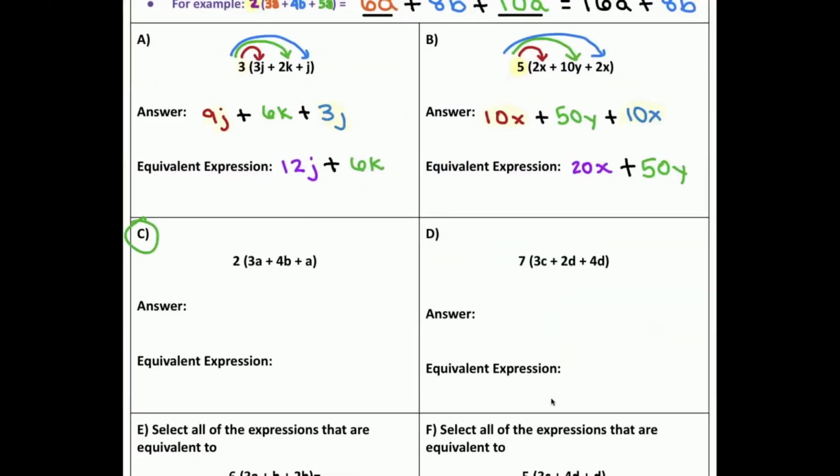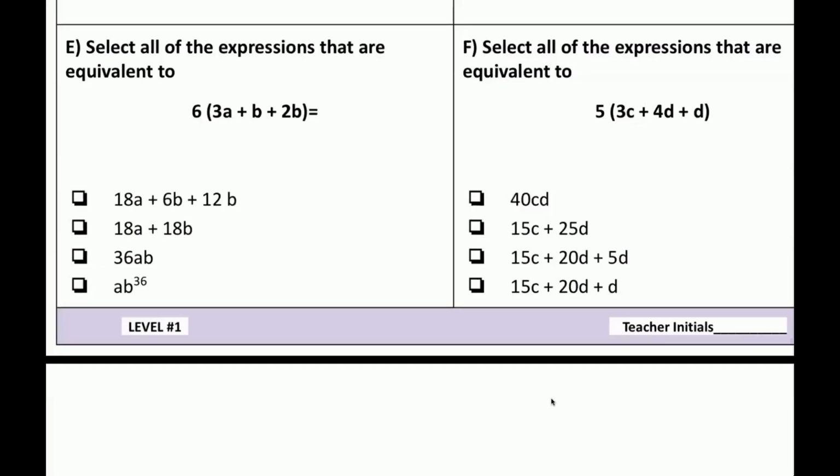Go ahead and complete C and D on your own. This video will not go over those problems. Then come back to the video. Complete problem E on your own, then come back to the video.